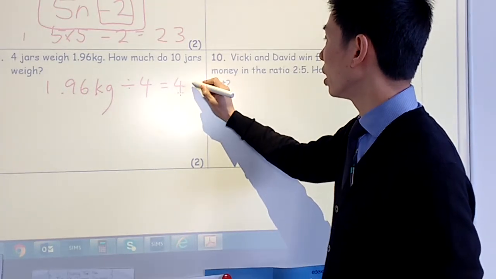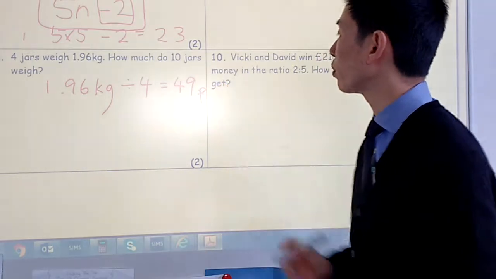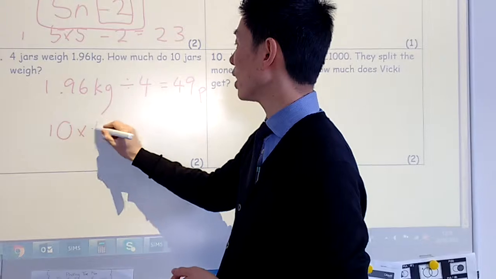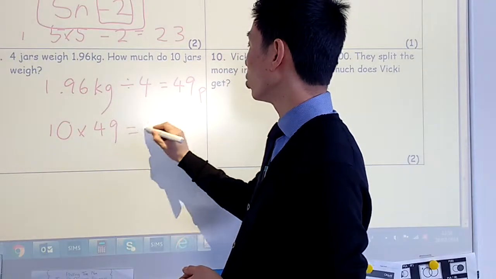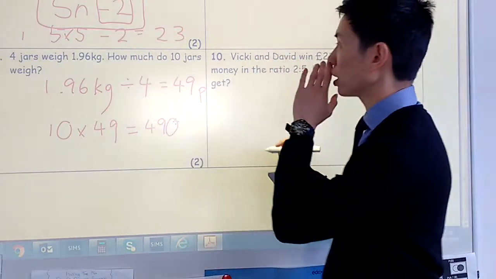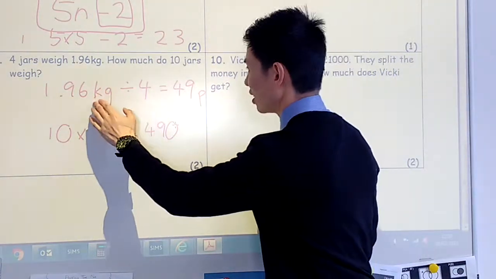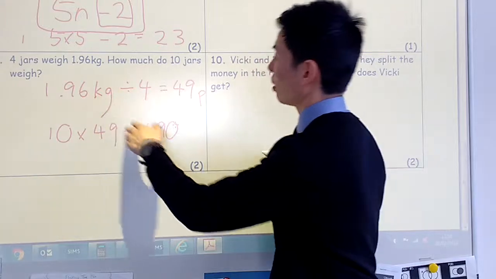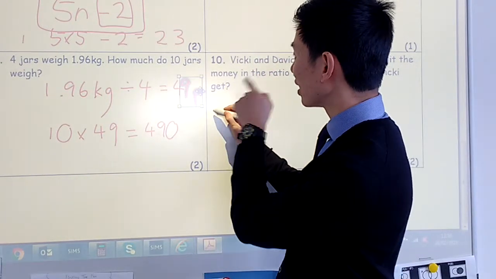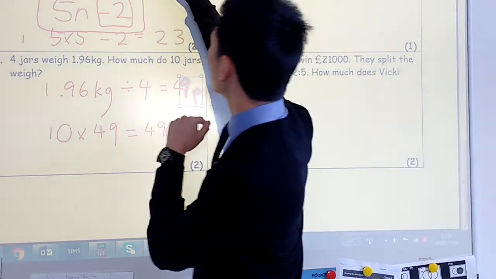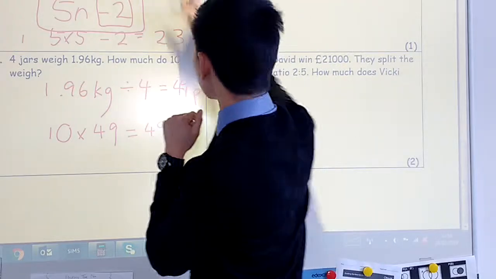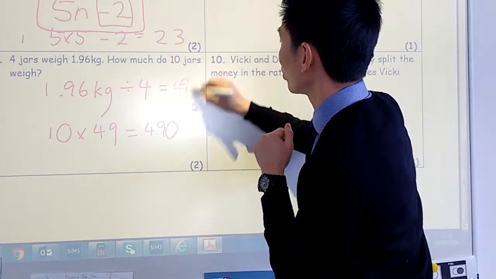Okay, let's stick to that first. Okay, 49p. So 10 jars will be 10 lots of 49p, which is equal to 490p. Sorry, let me look at this. Sorry, I do apologize. This is in kilograms, so I remember now. So that's not in pence, it's in grams. So let's try this again. Let's just go back to this. Okay, let's do that again.